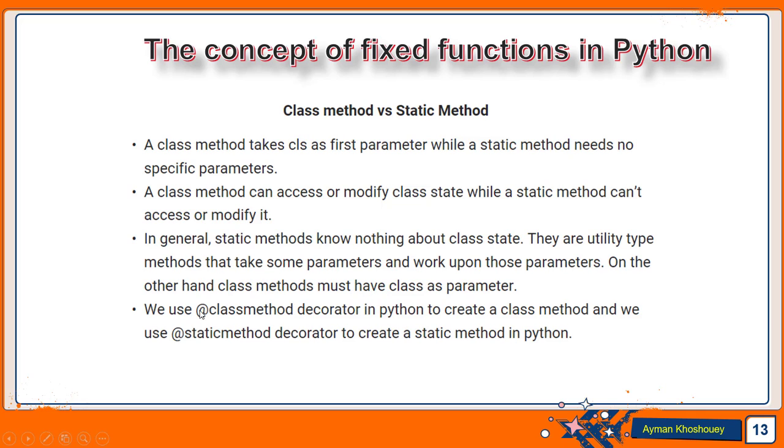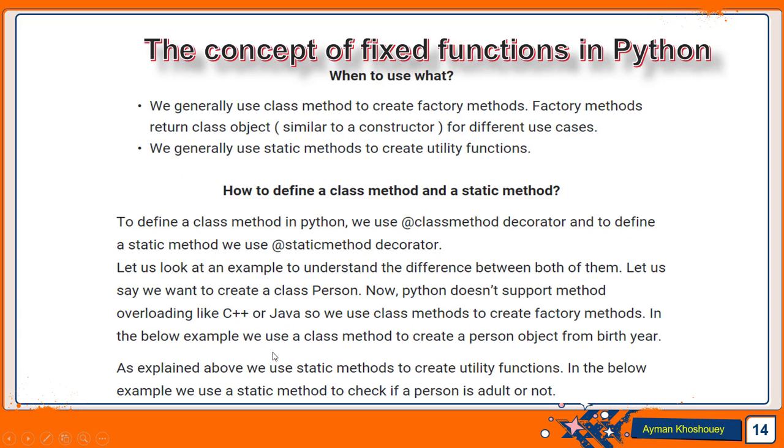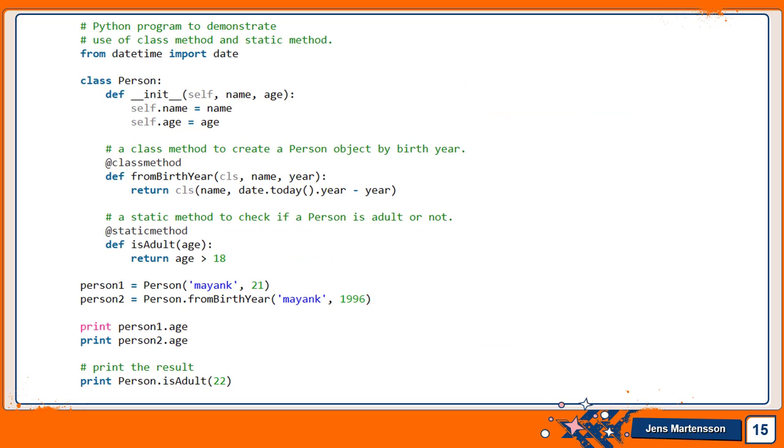We use this sign, the @classmethod decorator in Python, to create a class method, and we use the @staticmethod decorator to create a static method in Python. This word and this word are for static. This is the concept of a fixed function in Python. We talked about it before, and this is an example.